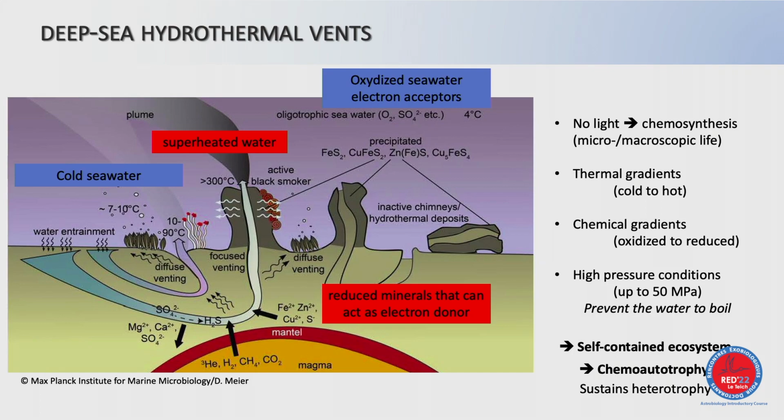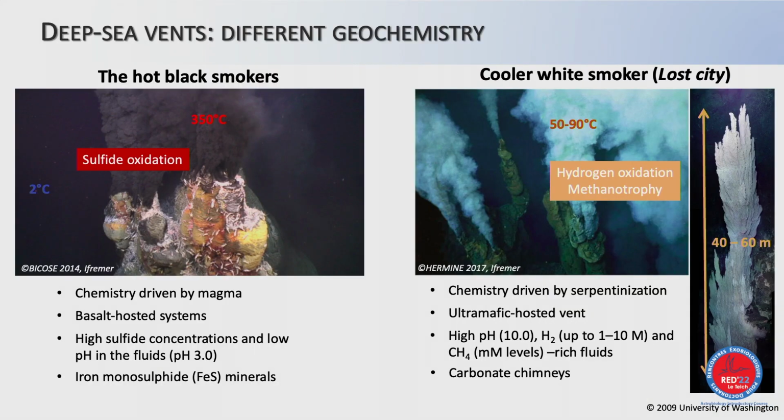So we have two different kinds of deep sea vents. The hot black smokers, those are really, really hot, and you can find acidic fluids. So the chemistry here is driven by the magma. These are basalt hosted systems. In those systems, you have high sulfide concentrations, and so the pH is really low, and reduced, and basically you have precipitation of iron monosulfide.